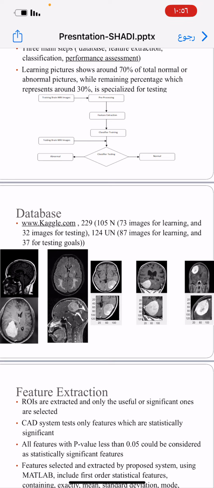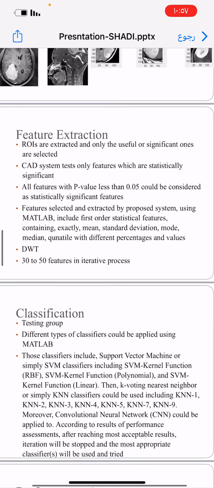The same was the case for the abnormal ones, with 124 abnormal images, 70% representing 87 images for learning and 37 images for testing goals.